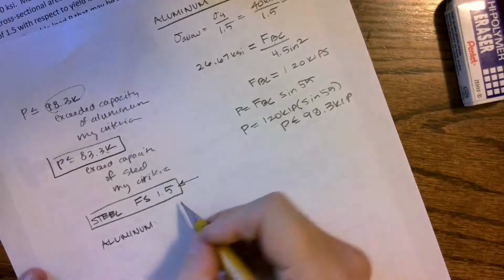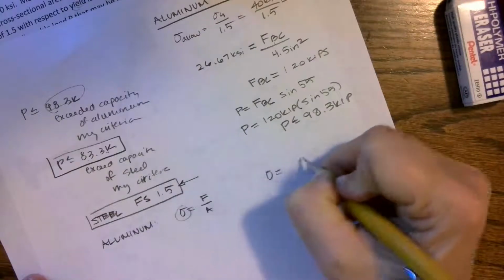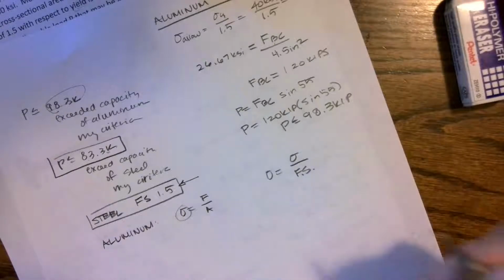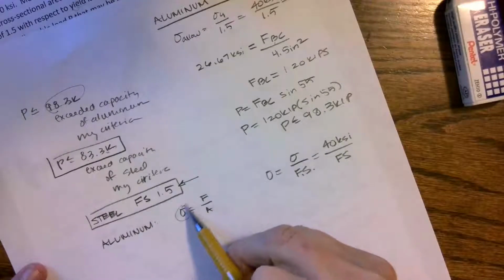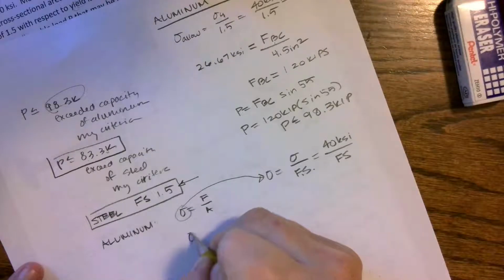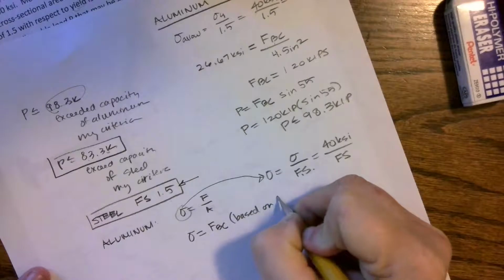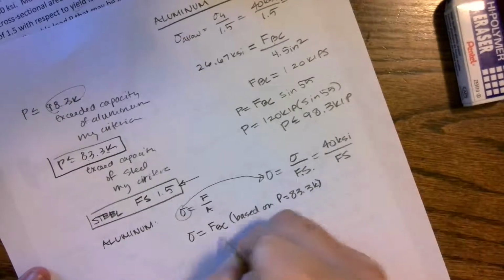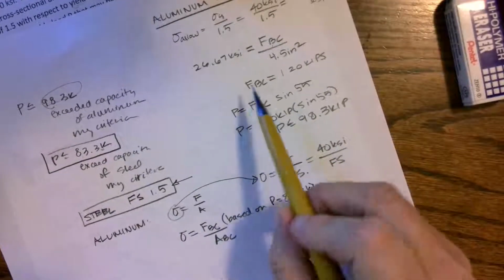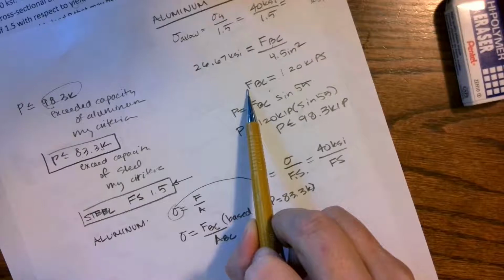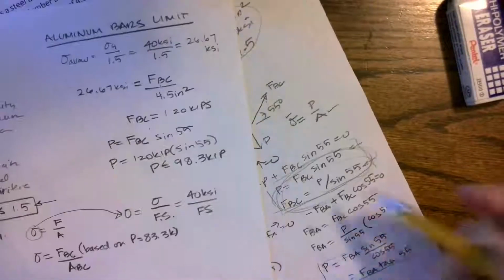So how do we get the factor of safety? Well, first I have to go back to stress equals P over A, okay? And then this stress equals yield stress over factor of safety. And this is 40 KSI over, we don't know the factor of safety. But what we are going to figure out is what stress we are actually using. So stress equals F_BC, but this is now based on P equaling 83.3 kips, divided by the area of BC. So we have to figure out what the force is in BC, because it's not going to be the force that causes failure according to our criteria. We're using less.